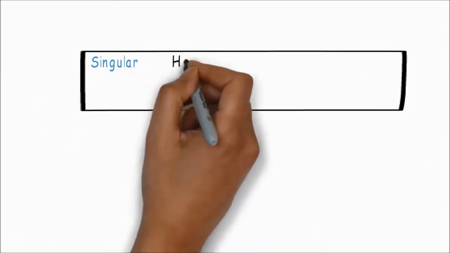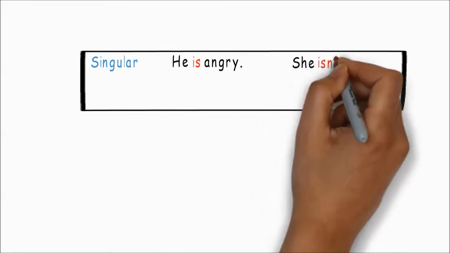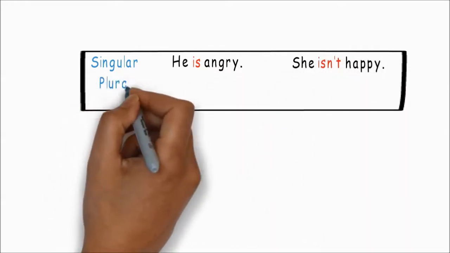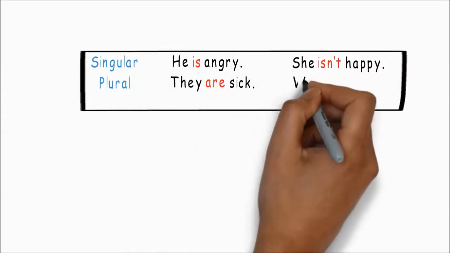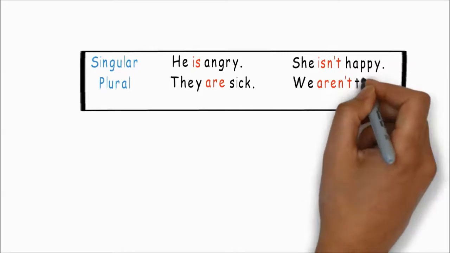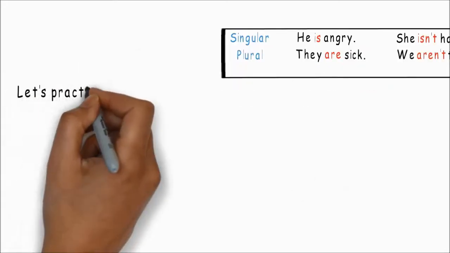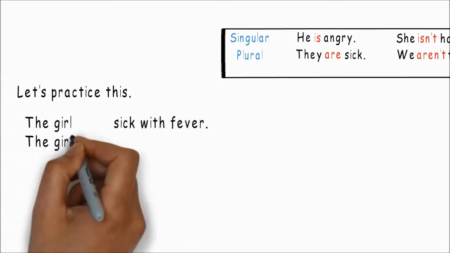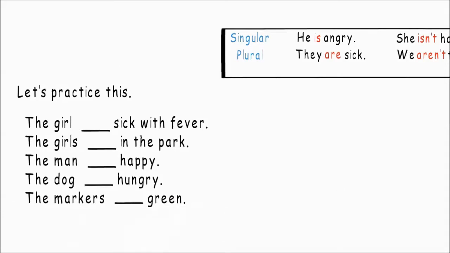Singular. He is angry. And the negative, she isn't happy. Plural. They are sick. We aren't tired. Let's practice this. I'm going to write these out here, and then we will answer them.